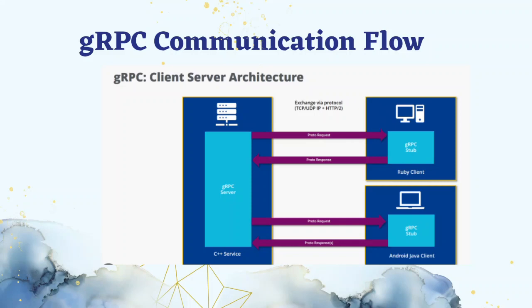So this is how a gRPC communication flow looks like. The client sends a proto request, and from the server it receives a proto response. So this is how the exchange happens.